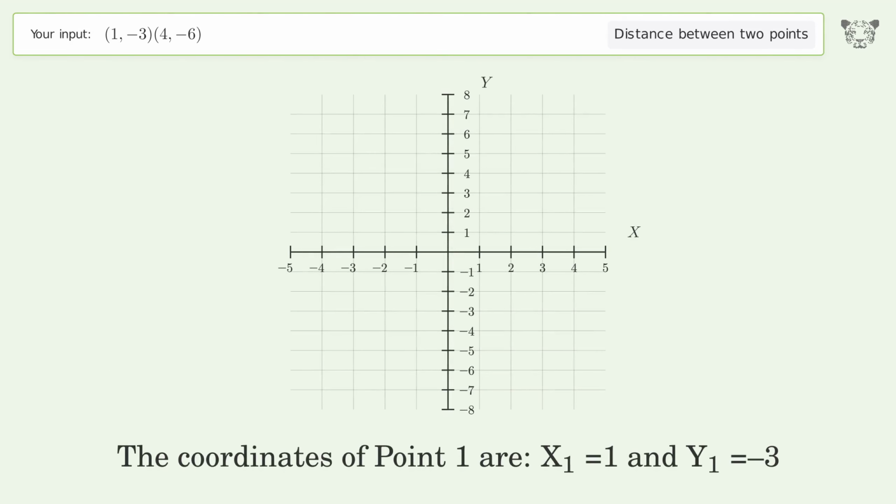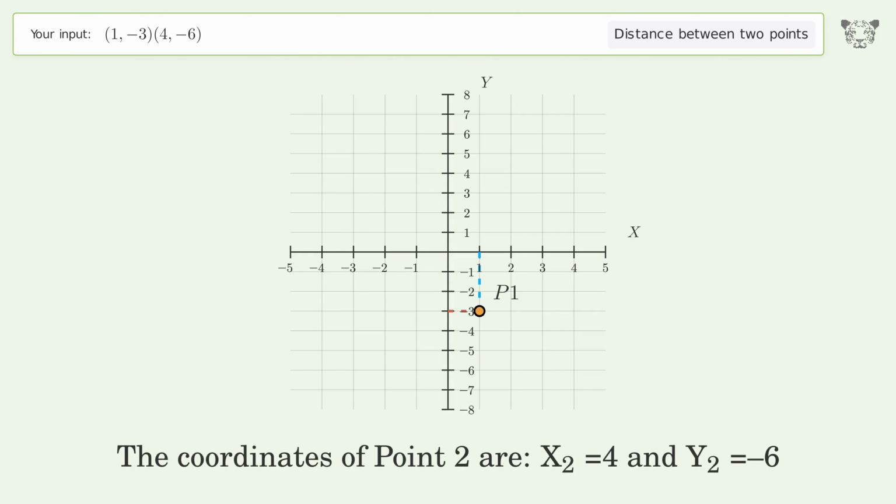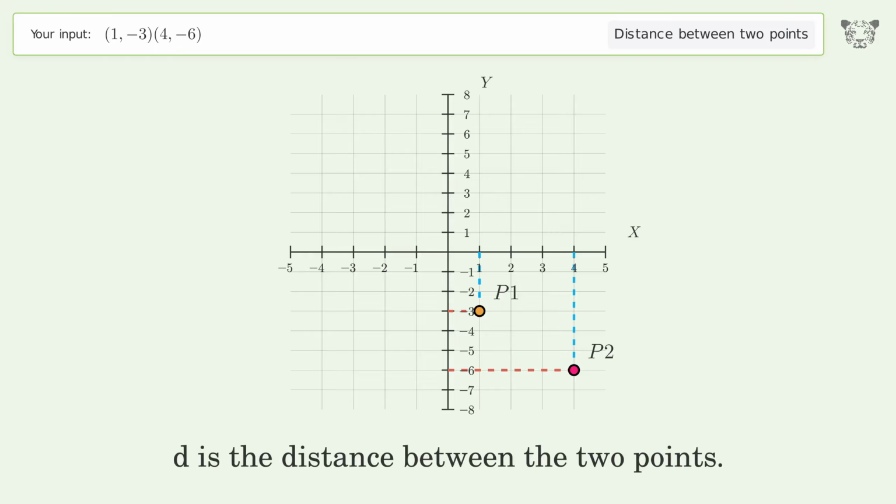The coordinates of point 1 are x1 equals 1 and y1 equals -3. The coordinates of point 2 are x2 equals 4 and y2 equals -6. D is the distance between the 2 points.